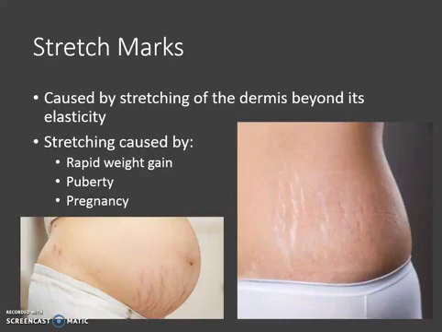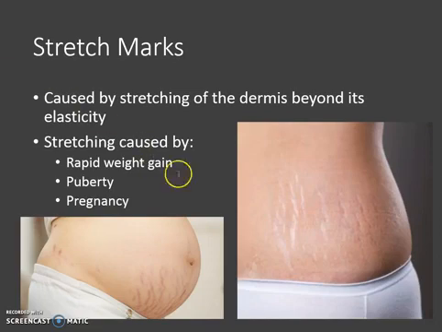Stretch marks are caused by the dermis stretching beyond its elasticity. So it's typically caused by rapid weight gain, and rapid weight gain can be associated with puberty, because puberty is a time when a lot of growth is happening. Also pregnancy, because the skin is stretching in order to accommodate the developing baby, and also just weight gain due to other factors such as overeating.